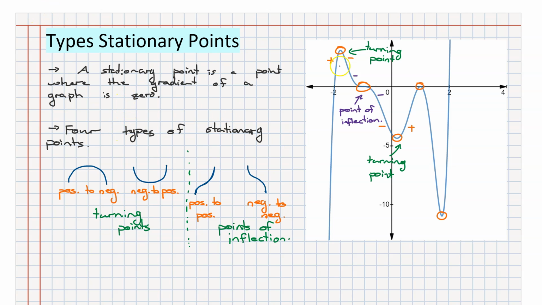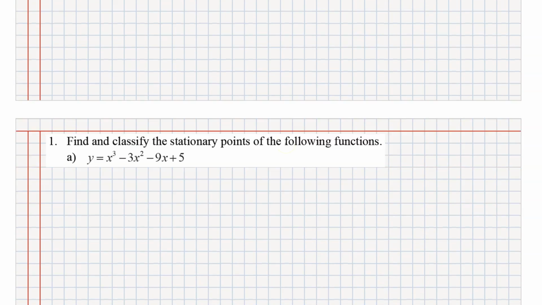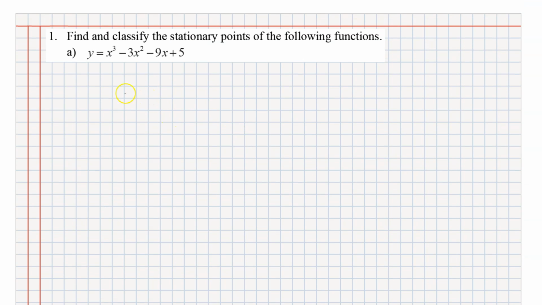Alright, so this concludes the concept of the types of stationary points. Let's look at how we can analyze, so how we can classify, say, a function based on its stationary points.